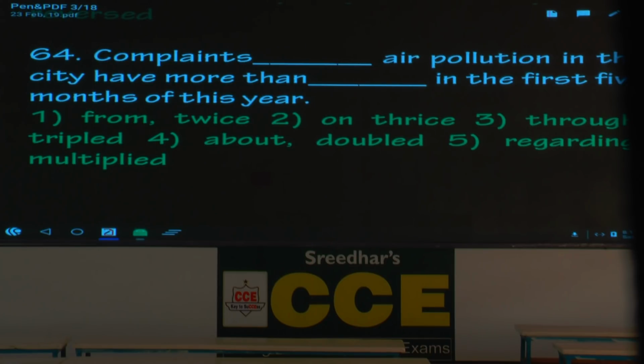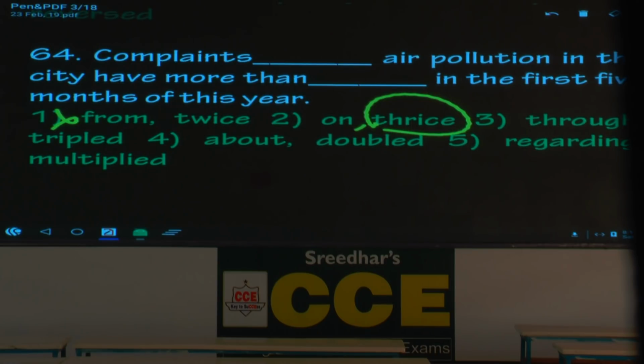Complaints from air pollution. Can you get complaint from air pollution? So please reject based on the first word. Complaints on thrice air pollution. I think comma should be there. Complaints on air pollution in the city have more than thrice. Not correct grammatically speaking. Please mark it wrong based on the word thrice.